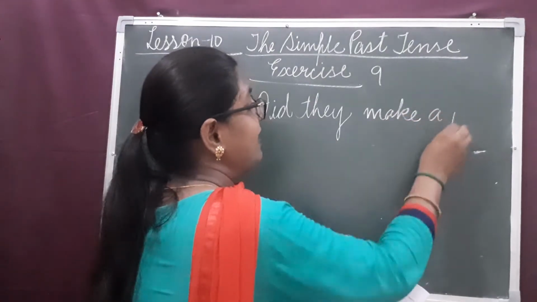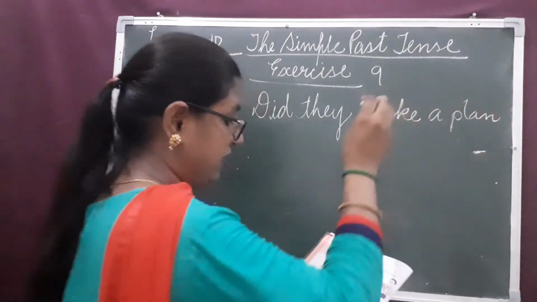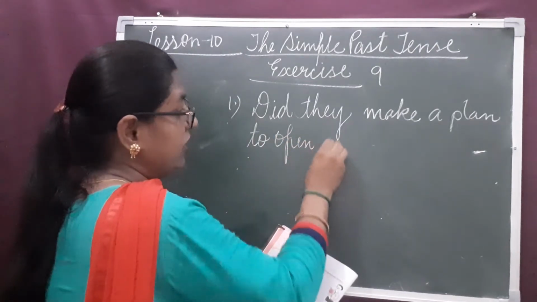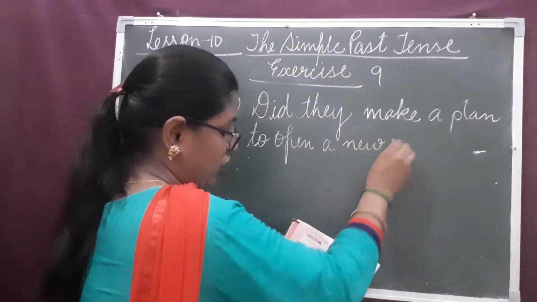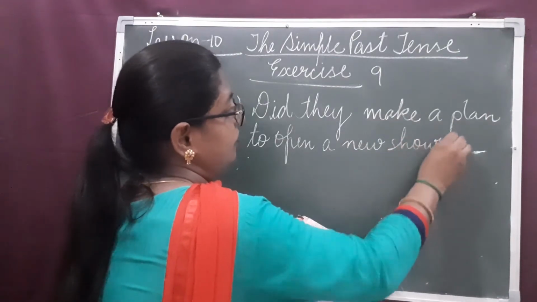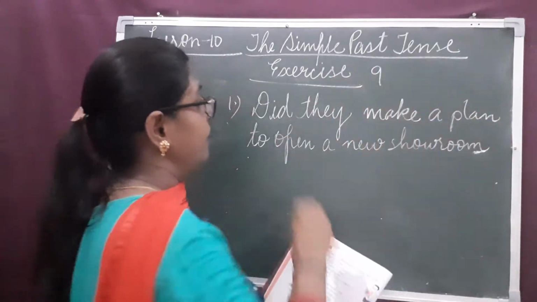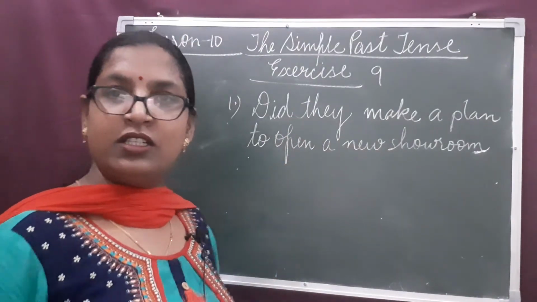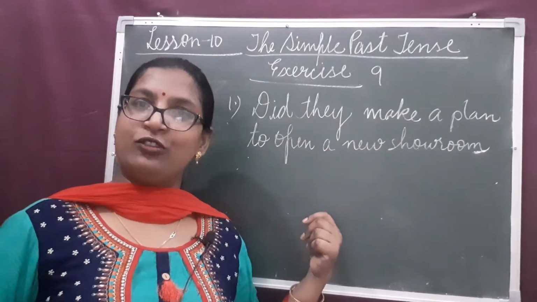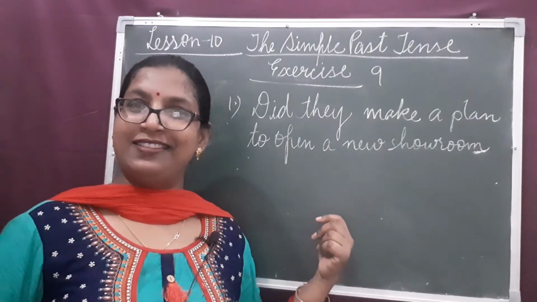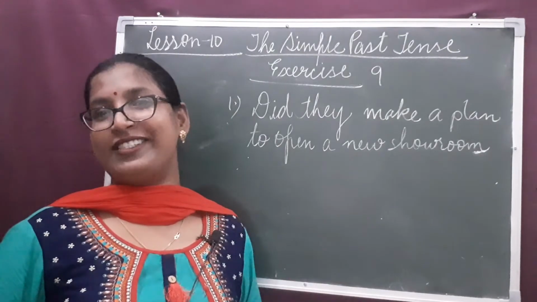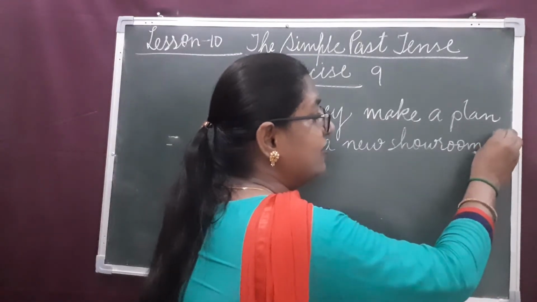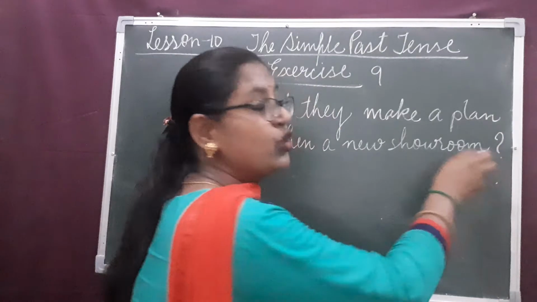a plan to open a new showroom? Did they make a plan to open a new showroom? Sentence is absolutely correct. Still there is one mistake. One thing is missing. What is that? The sign, the punctuation mark, question mark.